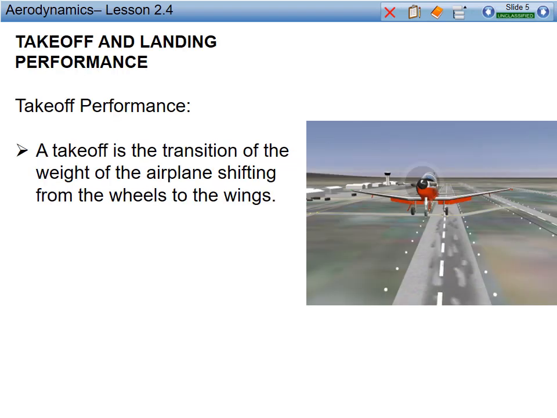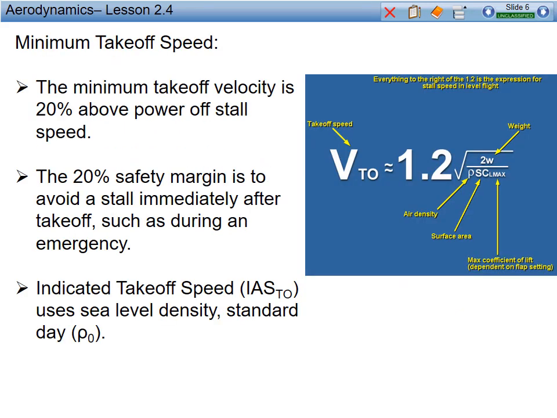Takeoff and landing performance. Takeoff performance states that a takeoff is a transition of the weight of the airplane shifting from the wheels to the wings. Minimum takeoff speed is 20% above power off stall speed, using the same stall speed equation from 2.3. A 20% buffer is added to the stall speed to allow for a safety margin to avoid stalls immediately after takeoff, such as during an emergency.